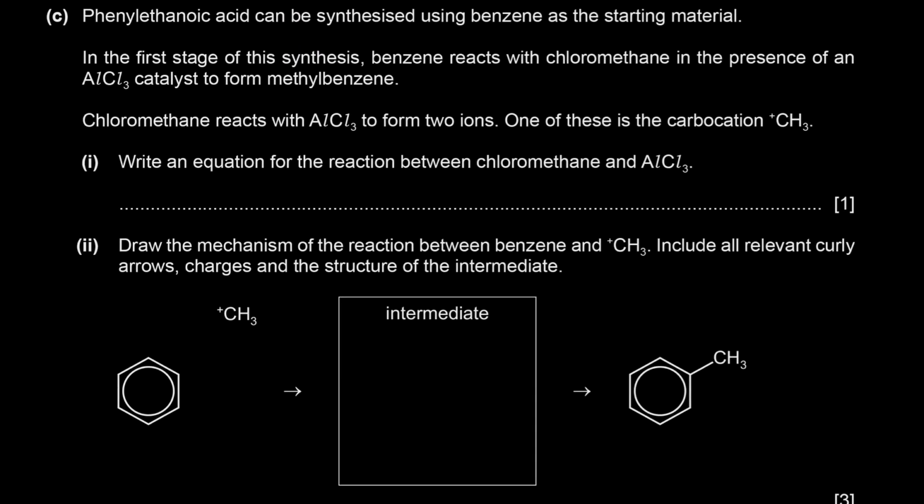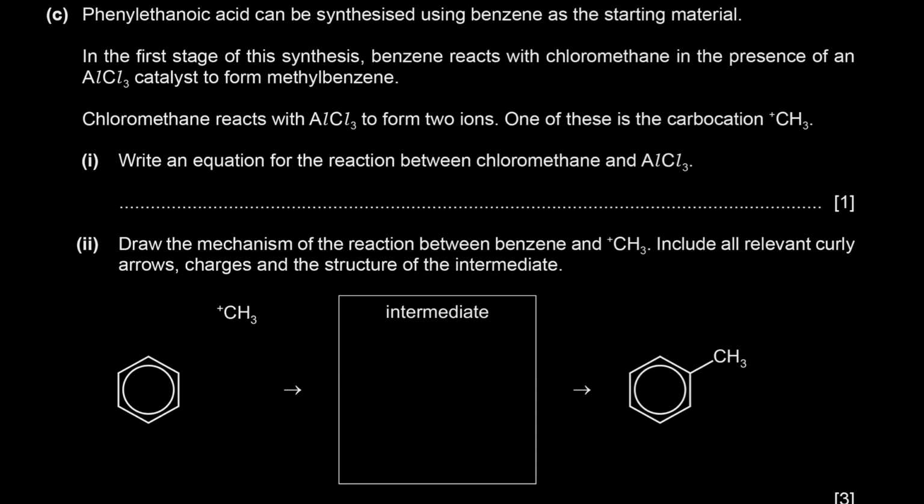Phenylethanoic acid can be synthesized using benzene as the starting material. In the first stage of this synthesis, benzene reacts with chloromethane. Chloromethane is CH3Cl, right? In the presence of an AlCl3 catalyst to form methylbenzene. Chloromethane reacts with AlCl3 to form two ions. One of these is the carbocation CH3+. That's your electrophile, right? This mechanism is electrophilic substitution.